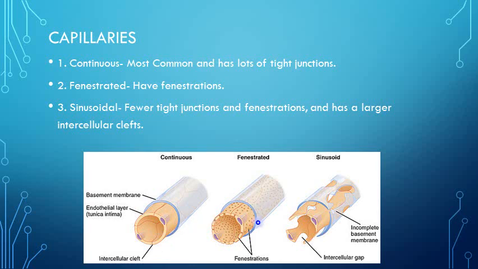Fenestrated capillaries have fenestrations, which are holes that let solutes pass in and out. They are more leaky than continuous, and they are located in the SI and kidneys. Sinusoidal capillaries have fewer tight junctions and fenestrations, and they have larger intercellular clefts, making them extremely leaky. They are located in the bone marrow and spleen.